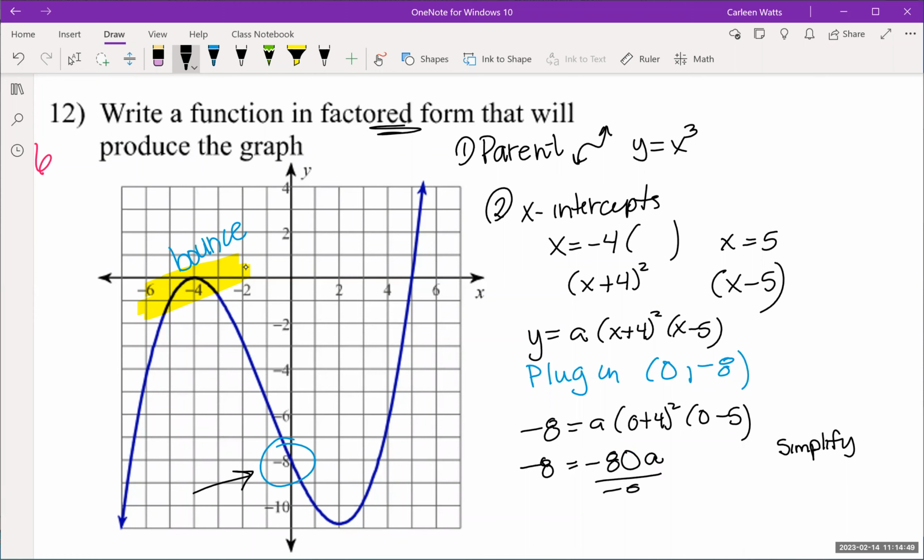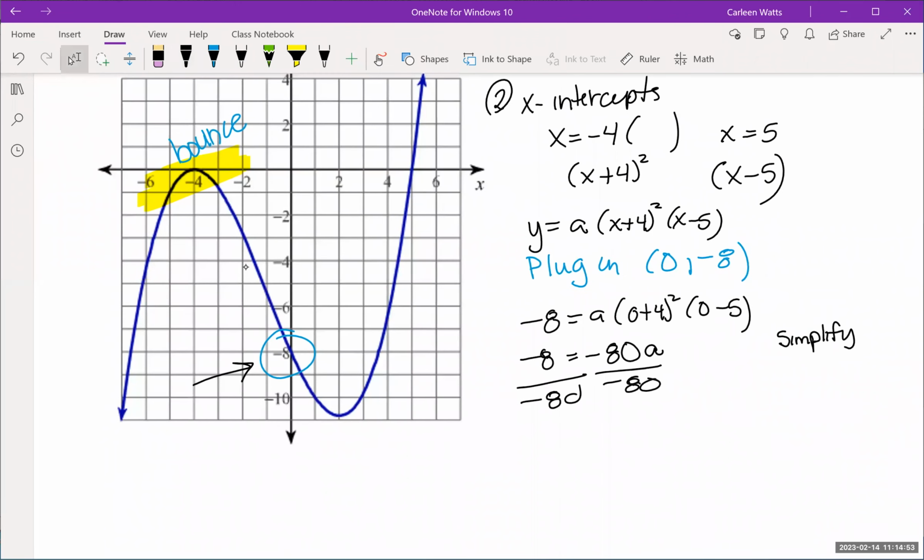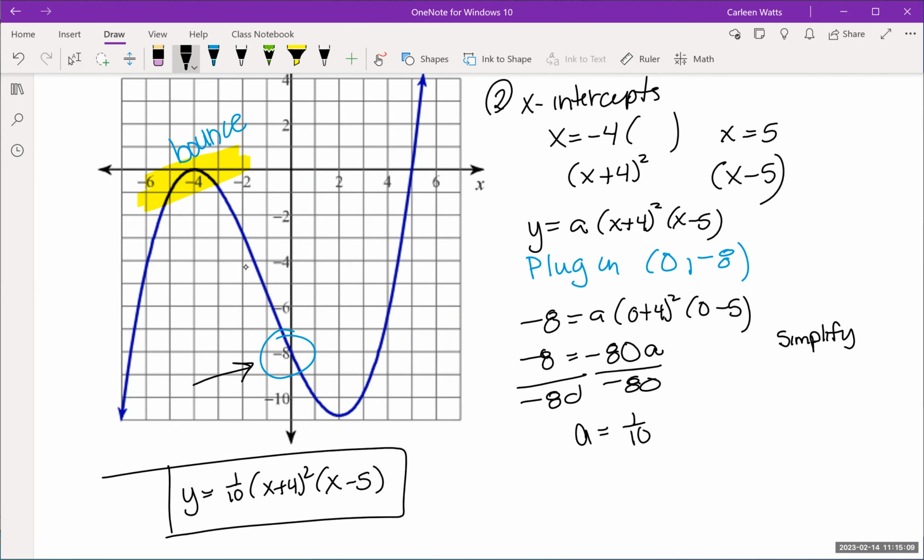Okay, divide by -80. A is equal to 1/10. So here we go. Y is equal to 1/10 times x plus 4 squared times x minus 5. Okay. Are we good? You don't like it, but it makes sense.